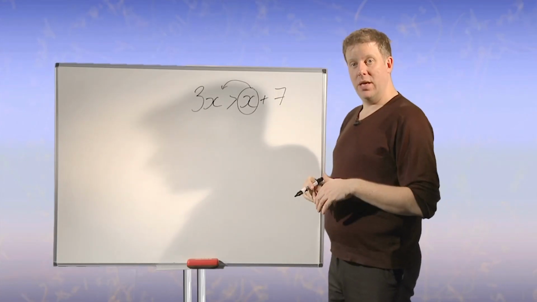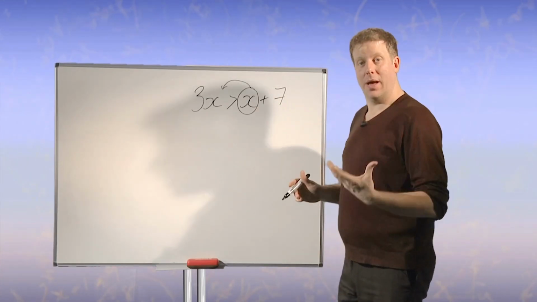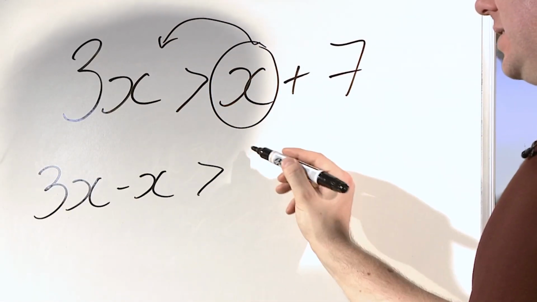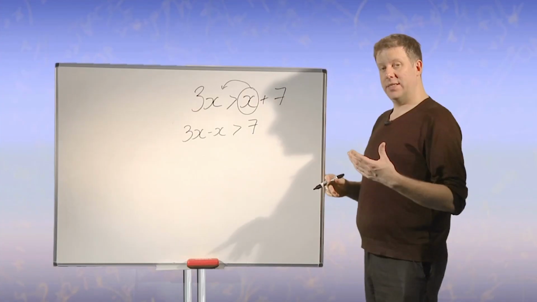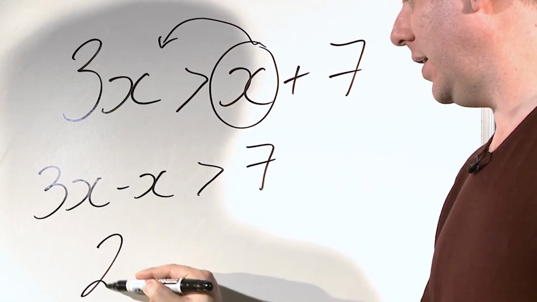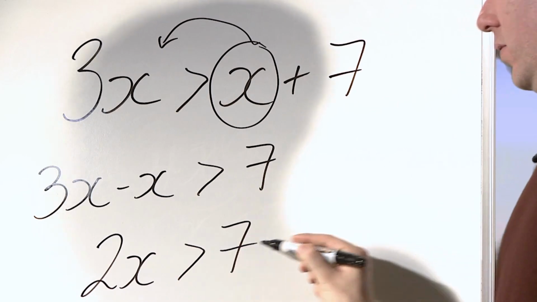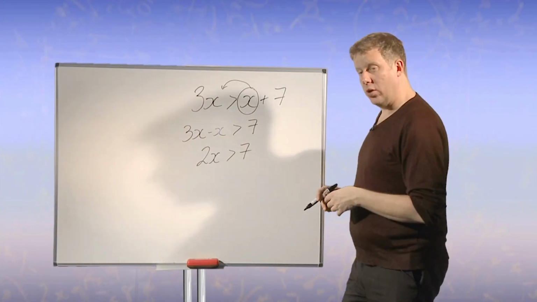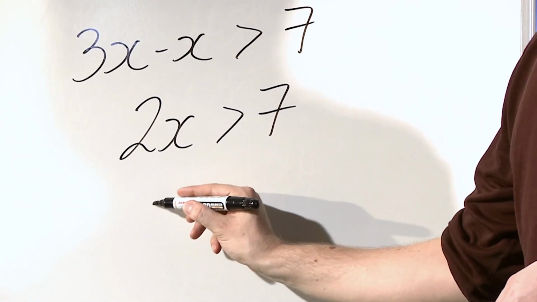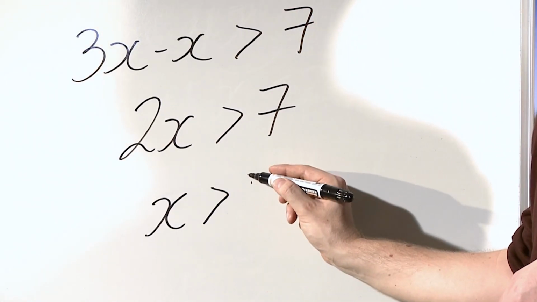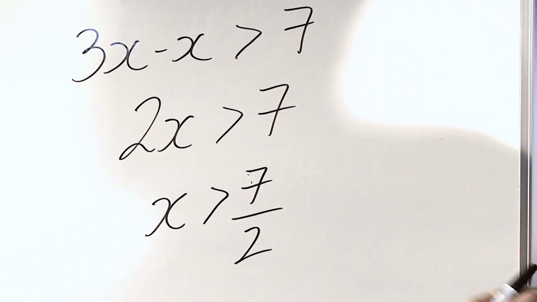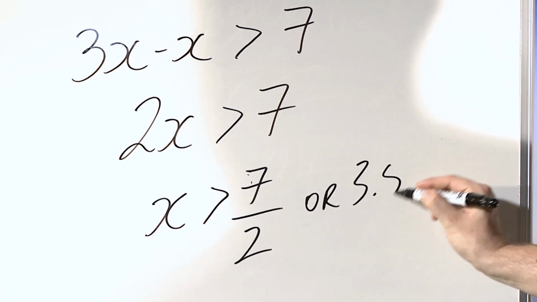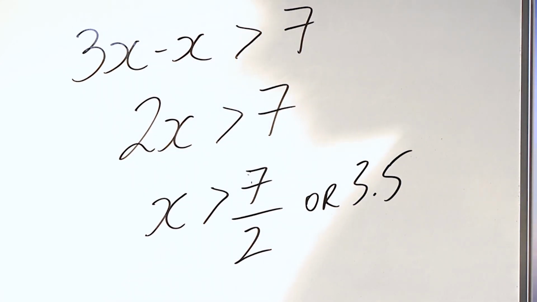Remember, same rules apply. When I take x over, it's going to become minus x, leaving me with 3x minus x is greater than 7. Simplifying, 3x take away x is 2x, and that's still greater than 7. So our final answer, remember, we need just x on its own. So we're going to divide by 2, leaving us with x greater than 7 over 2, which you could write as 3.5. So I'll give you both, but either one would get you the mark in the exam.